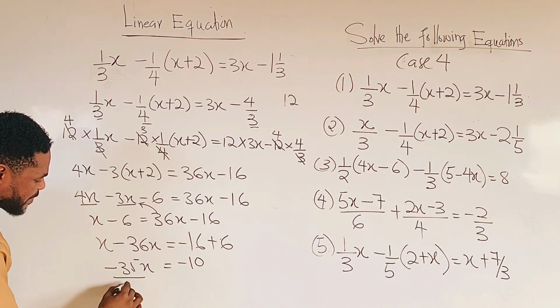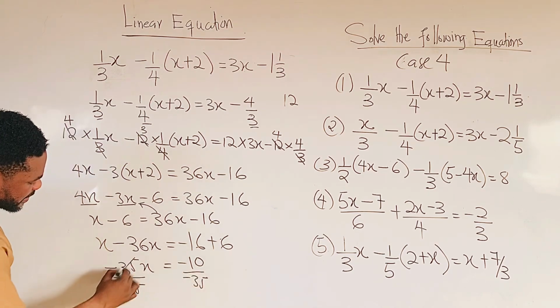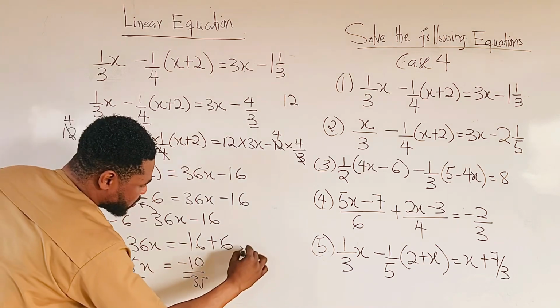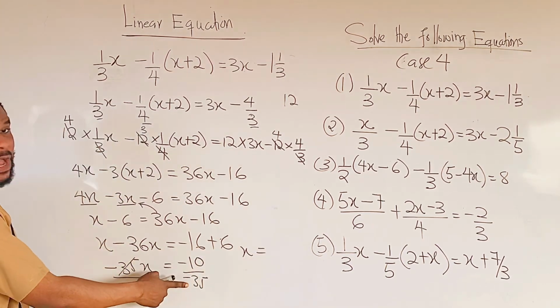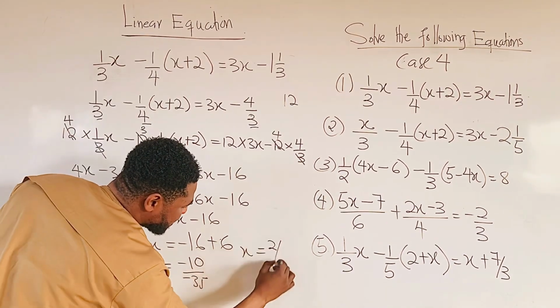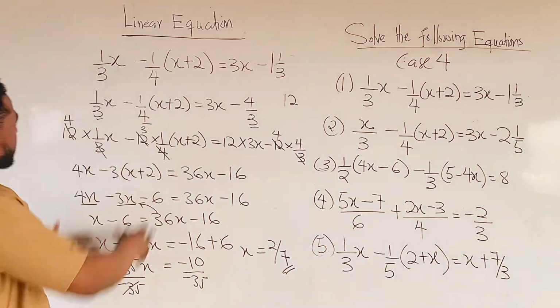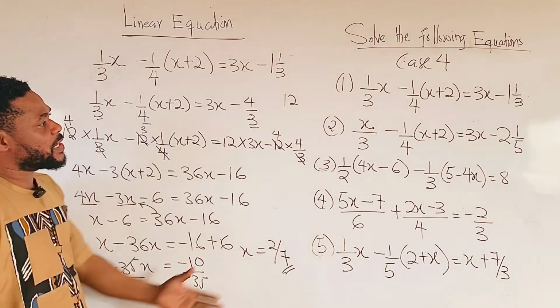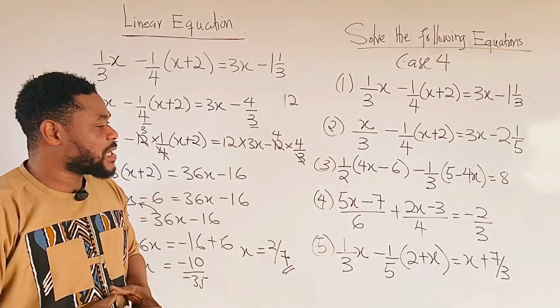We divide here by minus 35, here by minus 35, and this will cancel this and we are going to have x equal to, that's minus 10 divided by minus 35, and we are going to have positive 2/7 as our answer. Use the same approach that we use here to answer question number 2 up to number 5 and leave your answer in the comment section.